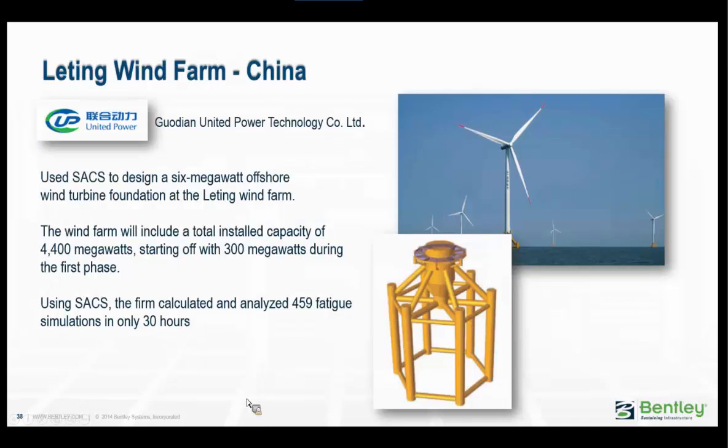This is the Guodian United Power Technology wind farm in China. This wind farm is expected to include 4,400 megawatts, starting with 300 megawatts during the first phase. Again, they used SACS to analyze and design this structure.